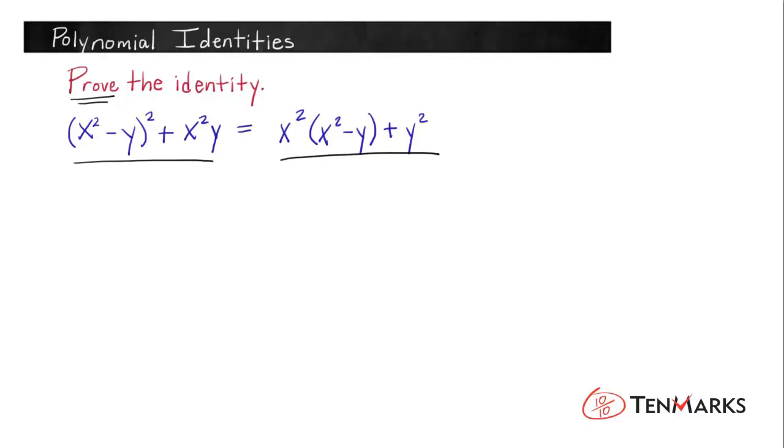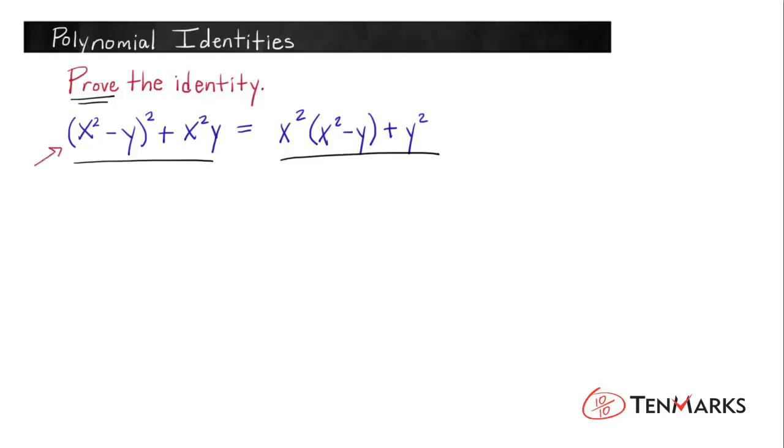Now, to prove an identity, the goal is to make the left-hand side and the right-hand side look the same. And we can do that by manipulating the left-hand side or the right-hand side or both. But we're not going to move anything across the equal sign as we do this. I'm going to work on the left-hand side here.